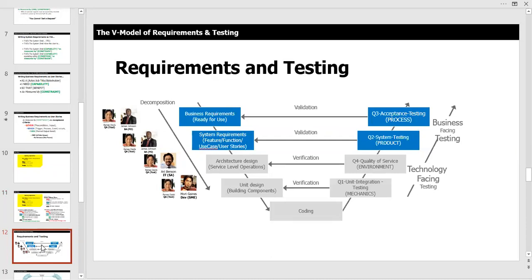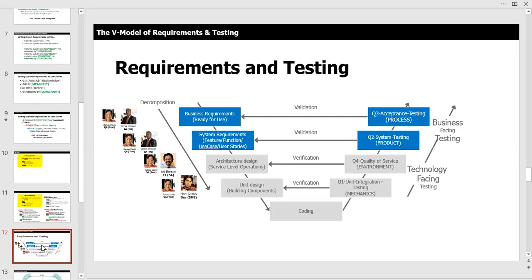It starts at the top on the left side, where it shows business requirements, and then you go to your systems requirements, then architectural requirements, then down to unit design, and then coding. And then you have unit integration testing, quality of service testing, system testing, and acceptance testing.